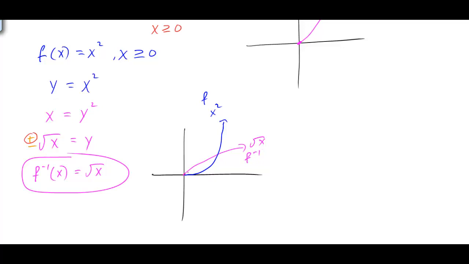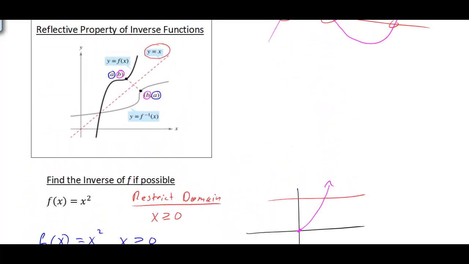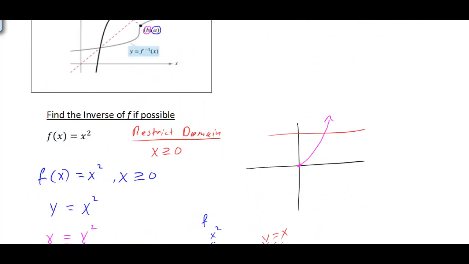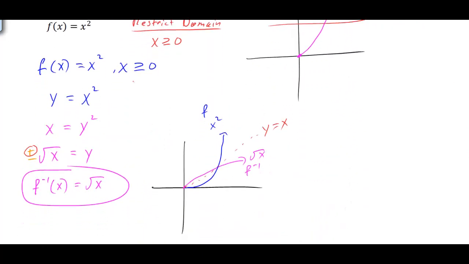And notice that they are a reflection about the line y equals x. So if you were to fold your paper on this line y equals x, these two graphs would fall right on top of each other. Okay, so that just reinforces up here this reflective property of inverse functions. So if you want to find the inverse function, you simply replace your x with your y, and then your y with your x, and then solve for y.